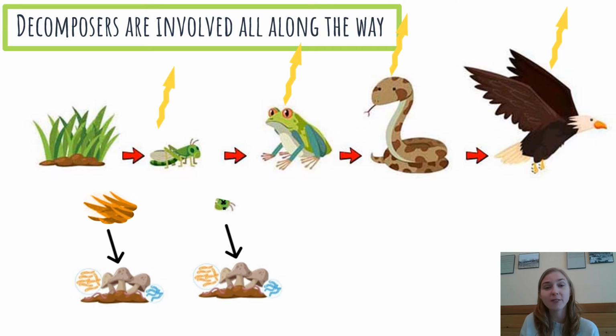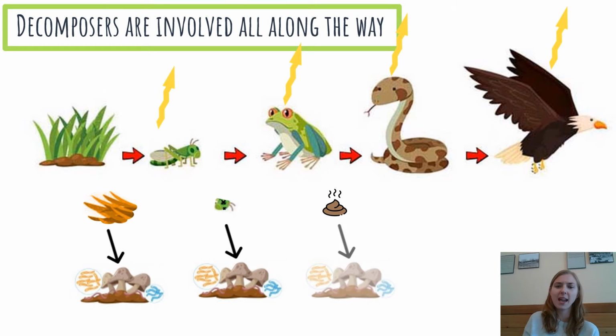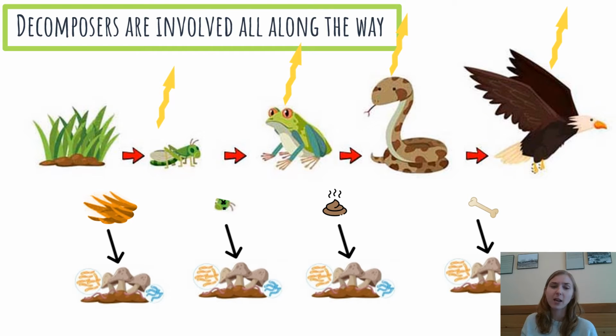And as we learn from a young age, everyone poops, even frogs and snakes. So anytime an animal goes to the bathroom, there'll be more material for decomposers to break down. And lastly, let's say the eagle can't digest the bones of a snake, and so that will be left over for decomposers to take care of. So decomposers are involved not just at the very end of a food chain, but all along the way.